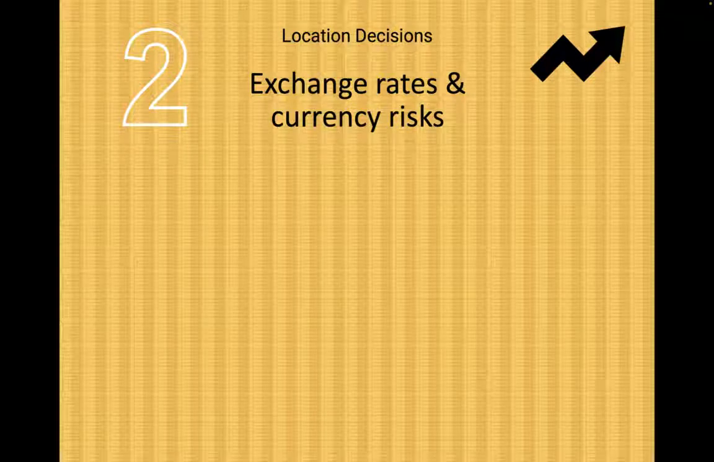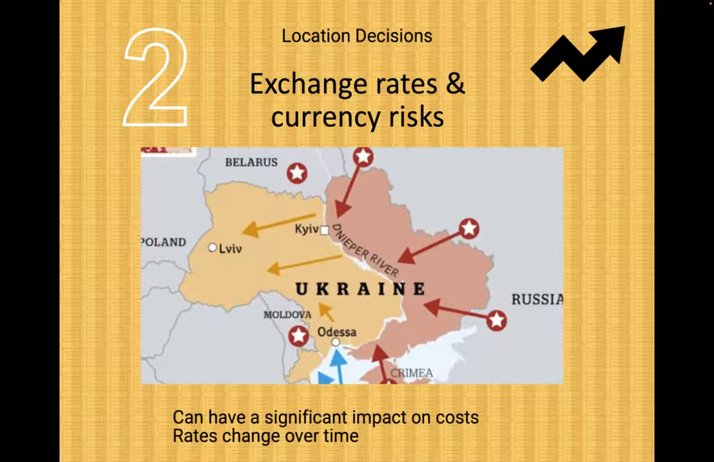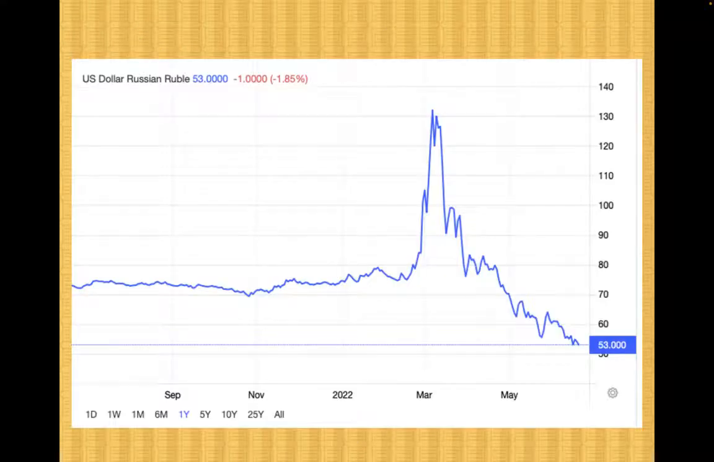Another important aspect, and this has been particularly important when we're discussing the invasion of Ukraine by Russia, is that there are some political risks, exchange rates and currency risks that might occur. If this is happening in a location, then this is something you definitely want to keep an eye on. Just an example here, we're talking about the Russian invasion, which happened on February 24th, 2022.